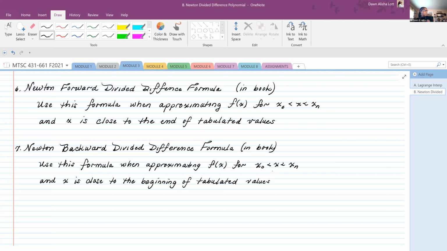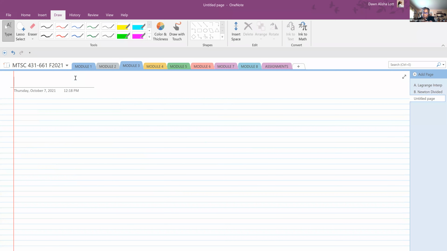Okay. So the third polynomial interpolation we want to use is cubic splines. So again, we're still doing polynomial interpolation for a set of n plus 1 points.